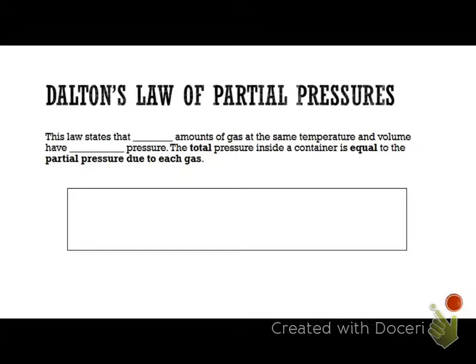This lesson is on Dalton's law of partial pressures, and this law is going to state that equal amounts of gases at the same temperature and volume all have equal pressure. And so what it's basically saying is the total pressure inside of a container is equal to the partial pressure of each gas. So basically you just add them up.